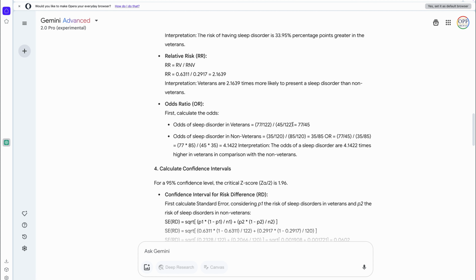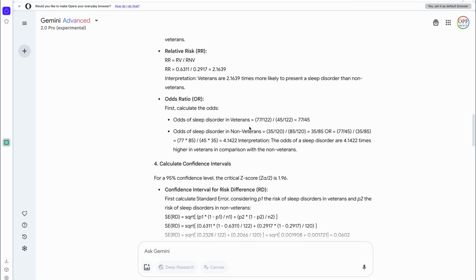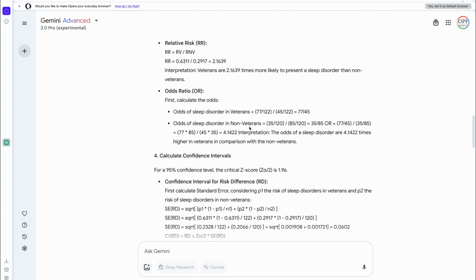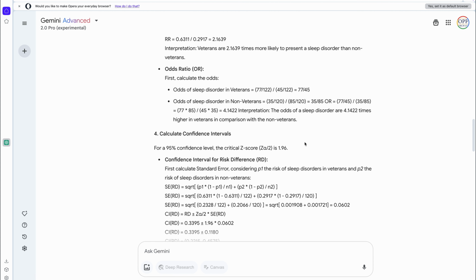And it doesn't really tell us what the equation is, where it gets these numbers from. So if you look at the table, you can find where those numbers are, but there's certainly no equation here, which to me is a little bit lacking. And anyway, it works out our odds ratio there, and it gets to 4.1422. So it says the odds of a sleep disorder are 4.1422 times higher in the veterans in comparison to the non-veterans. So I think all these calculations are correct.